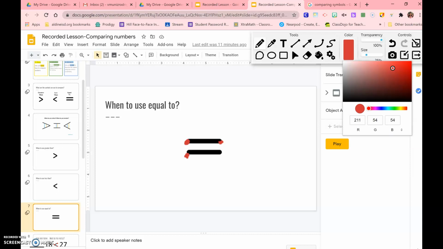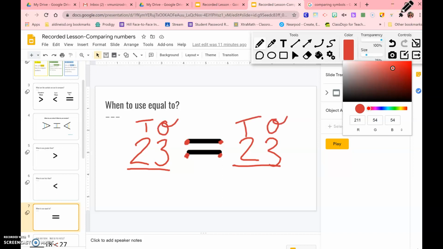That means these two numbers are going to be equal to each other. They have the same amount. So if I put 23, 23 equals 23. Okay, they have the same number of tens, 2 tens, and 3 ones. They even have 23 ones all together in the tens and the ones place.